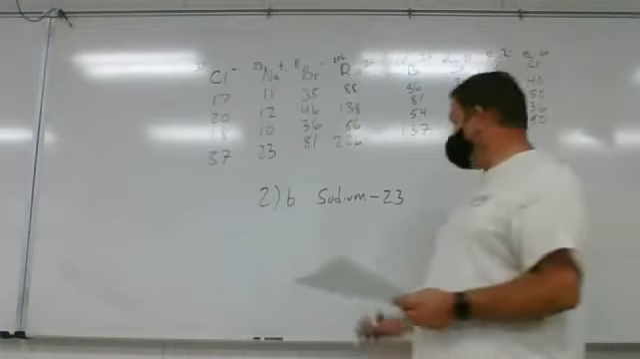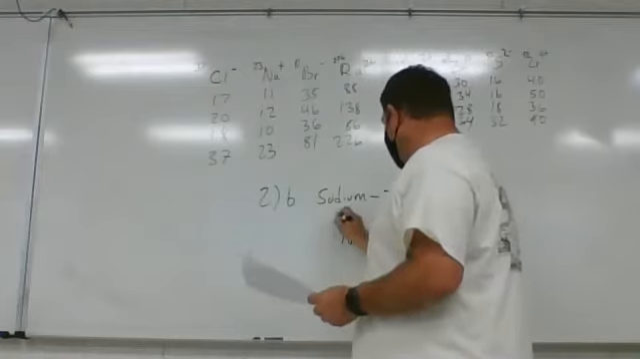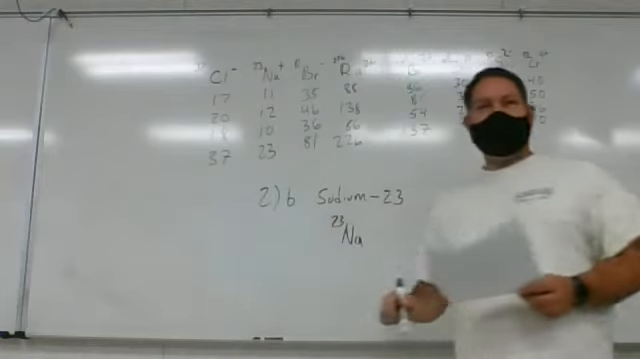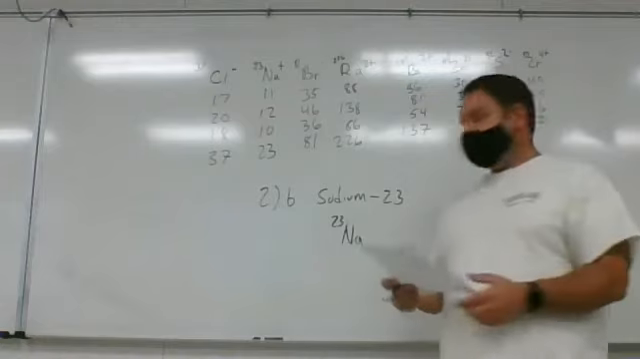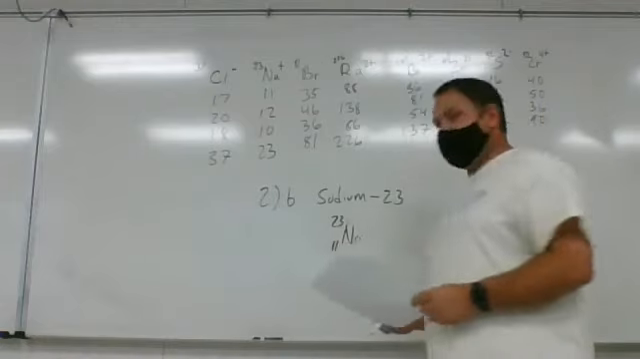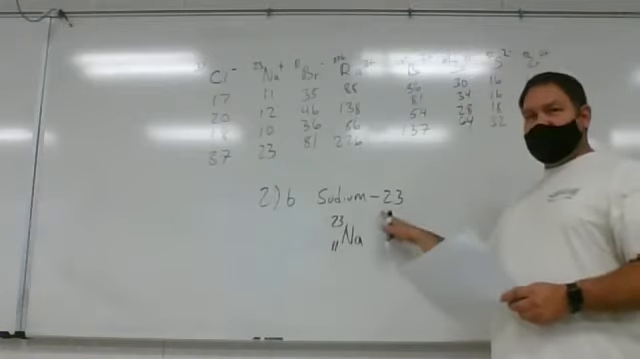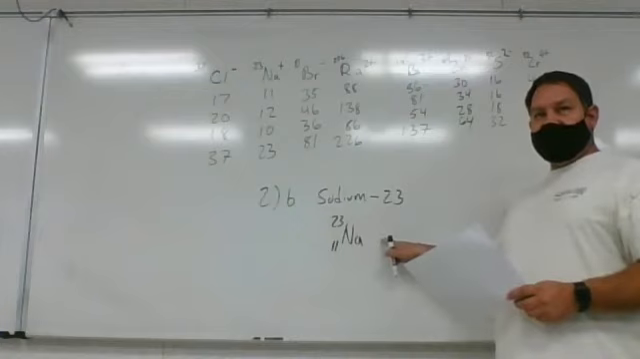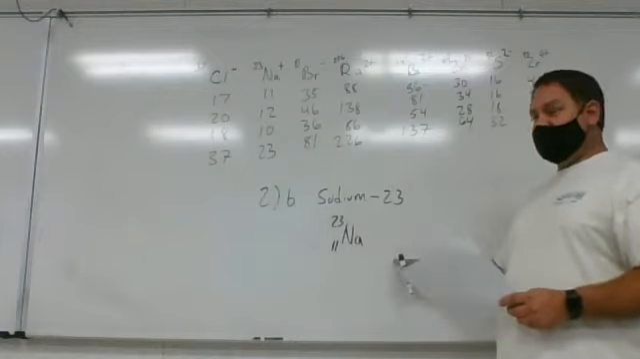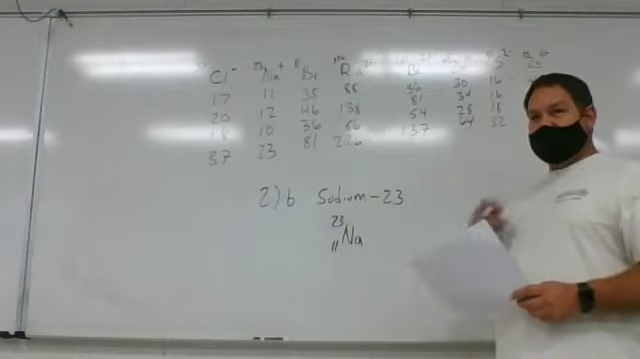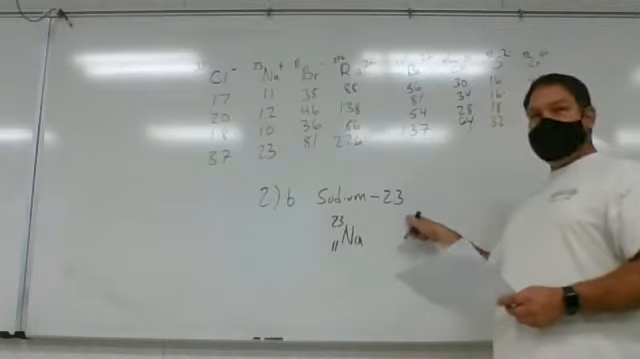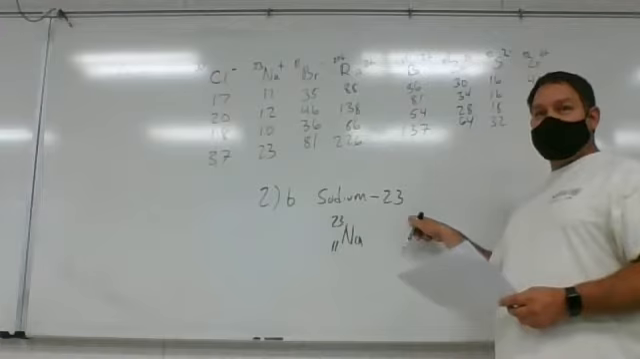Now you could use a symbol. You go Na-23, okay. And sodium has how many protons? 11. So you can put the 11 protons. It depends on what they ask you. If they ask you for the isotopic symbol, you would definitely write this. If they ask you for the isotope name, you would have to write sodium hyphen 23. If they don't ask you either way, then it's open, right? Good?